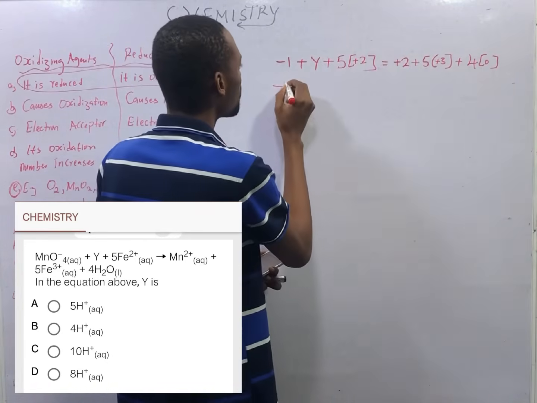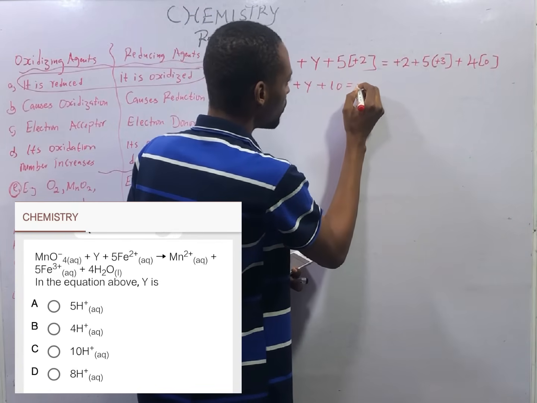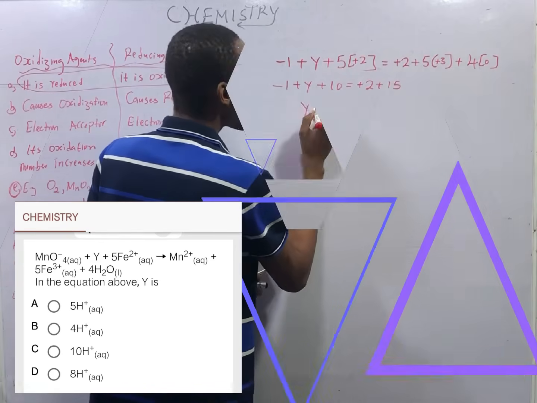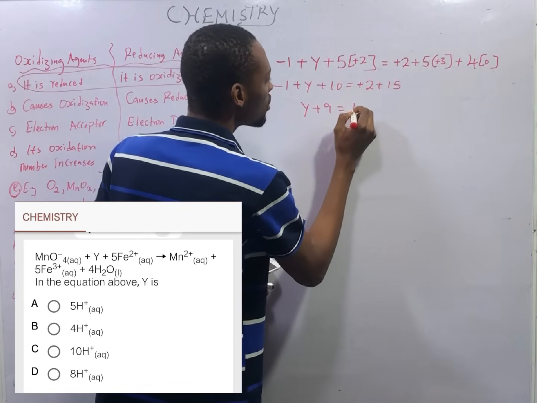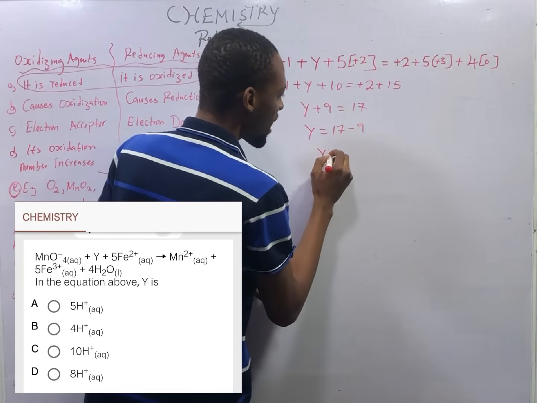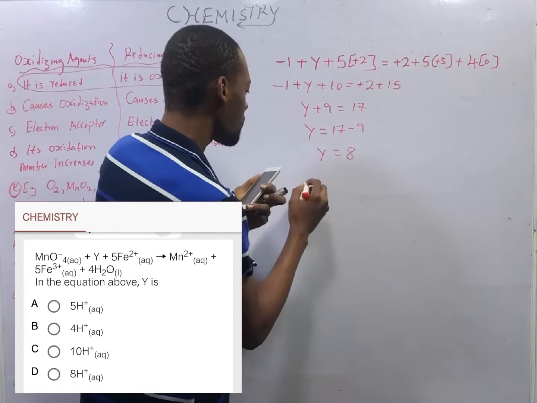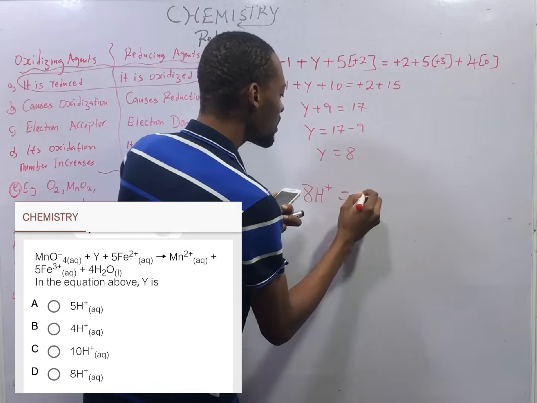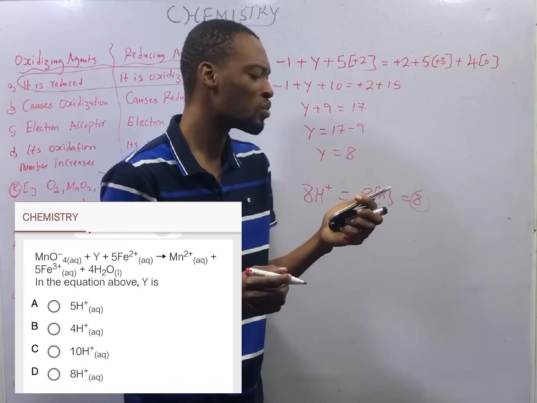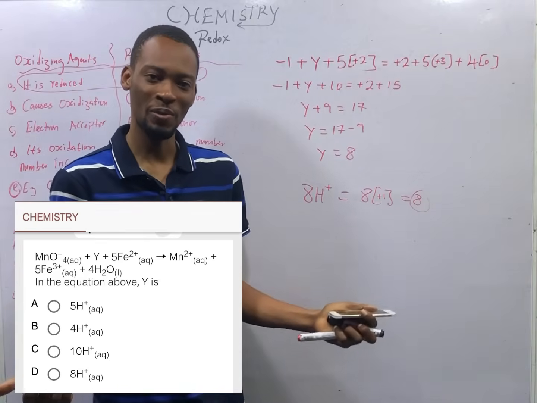From here, -1 plus y plus 10 is equal to +2 plus 15 plus 0. Y plus 9 is equal to 17. Y is equal to 17 minus 9. Y is equal to 8. So the value of y is 8. And looking at option D, 8H plus is the same thing as 8 times plus 1, and that is equal to 8. So that will do, because that is a total of 8 ions. Option D is the correct option.